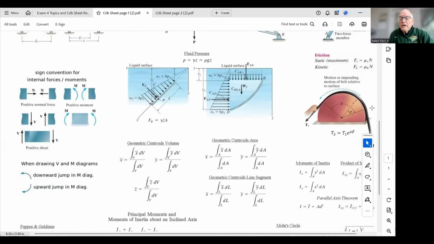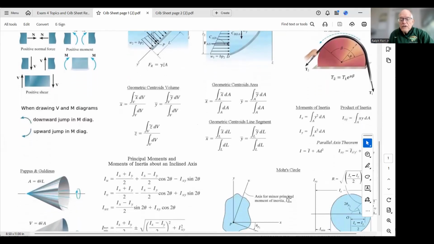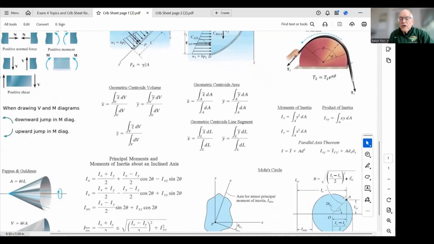Continue with our crib sheet. We have moments of inertia and product of inertia formula definitions here, and parallel axis theorem definitions here. All of these definitions for moment of inertia and product of inertia are only true for properly chosen dAs. These are not true for every dA.